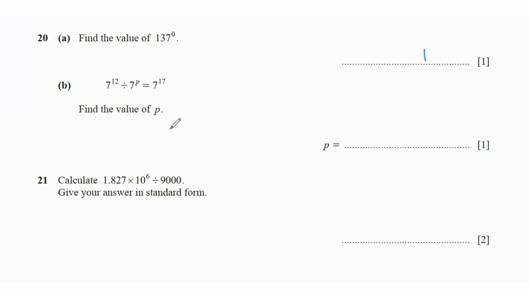So another indices question, just like the previous part. Whenever we have two similar bases being divided, always remember that you will subtract the powers. If you have two similar bases being multiplied, you will add the powers. So over here, it's going to be 7 to the power of 12 minus p. We combined it because the similar base, 7, is being divided, so we subtract the powers and combine it as a single power. And now, as you can see, we have the same base on both sides, so we can easily put the powers equal to each other. And that shows that the value of p is -5.